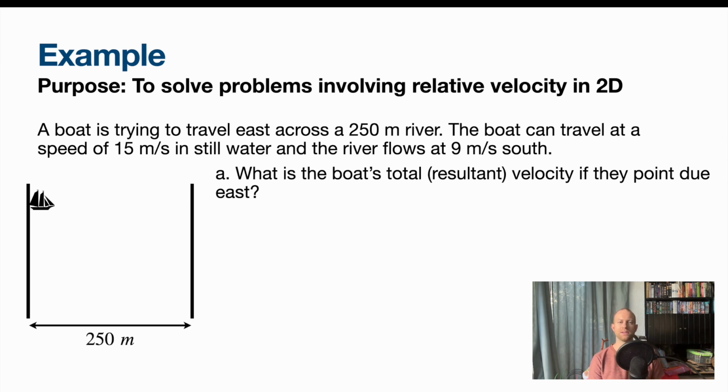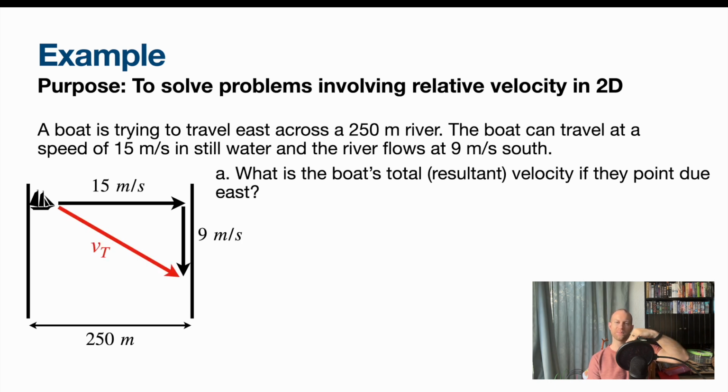So the distance here is 250 meters in that diagram there. The boat is pointing directly east, 15 meters per second. But if the river is flowing south, 9, the boat isn't actually going to travel straight across. It'll actually go at some diagonal. This is the total or the resultant velocity it's talking about. I need to add these two things. Notice the way I drew it, there's a triangle. So we're going to use some triangle equations in 2 dimensions.